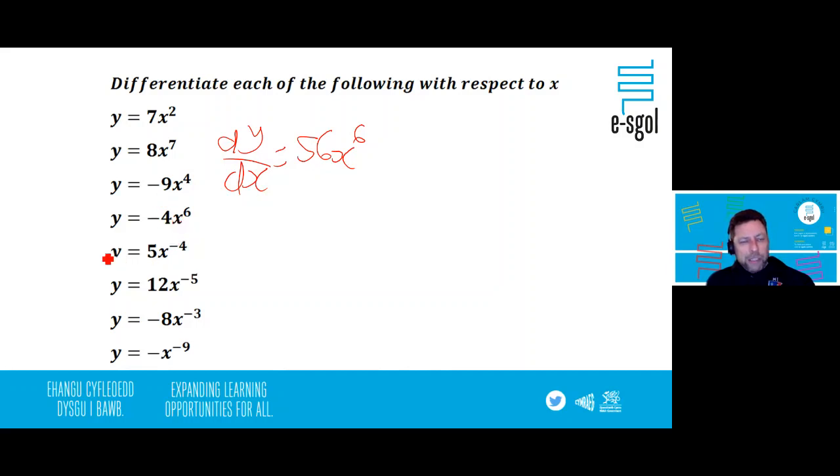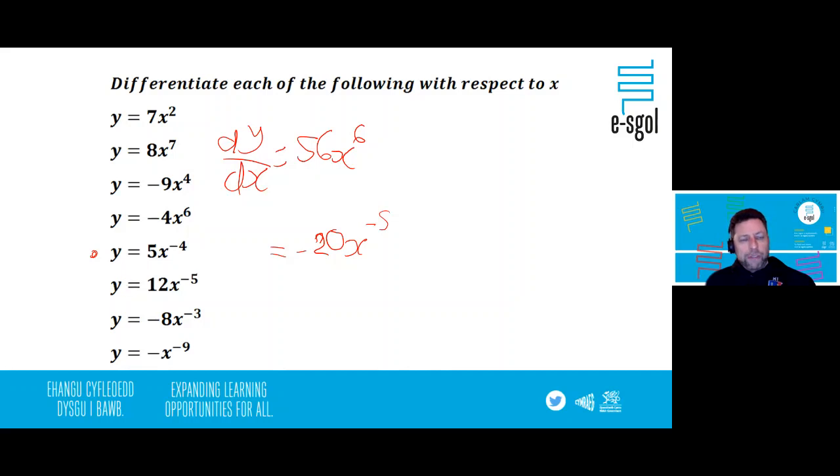Okay, this next one here is a little bit different. This would give us, and I would have to write dy/dx in front, minus 20x to the power. And the classic mistake people make is thinking that when you decrease minus 4, it decreases to minus 3. It does not, it decreases to minus 5. It goes down from minus 4 to minus 5.